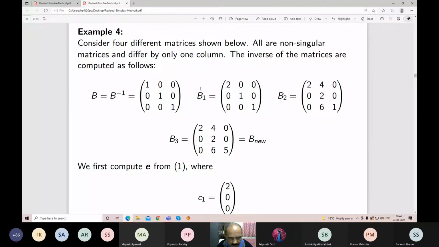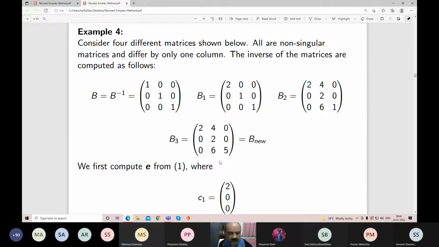Now compare B1 and B2. Which column is different? The second column is different. Compare B2 and B3. Which column is different? Third column is different. Now compare B and B3. All three are different.